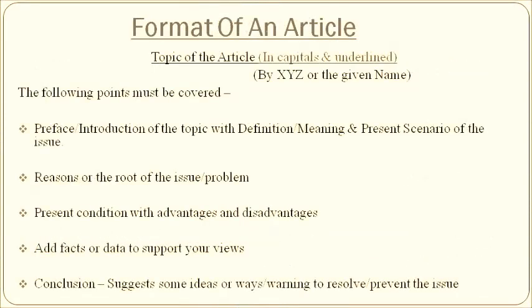Let's move further. Now here is the format of an article, how an article is written. Very first we have to write the topic of the article which is given. If it is not given, then you have to guess the topic, and the topic should be written in capital letters and it should be underlined. Capital means every word of the topic begins with a capital letter. Then under that you have to write by XYZ if the name is not given. If the name is given, then you have to mention only that name which is given in the question. Clear what I said? Never try to write your own name or your own school name. This is considered as cheating.